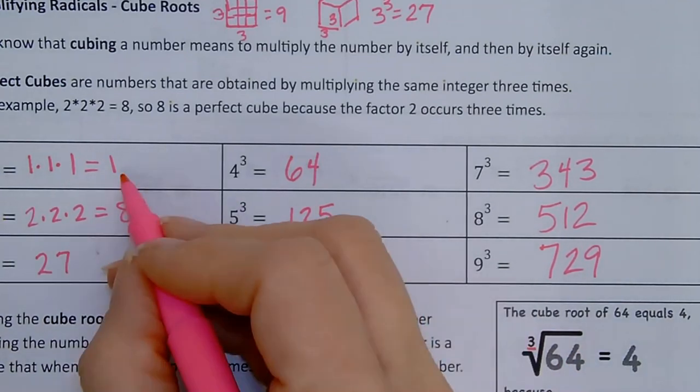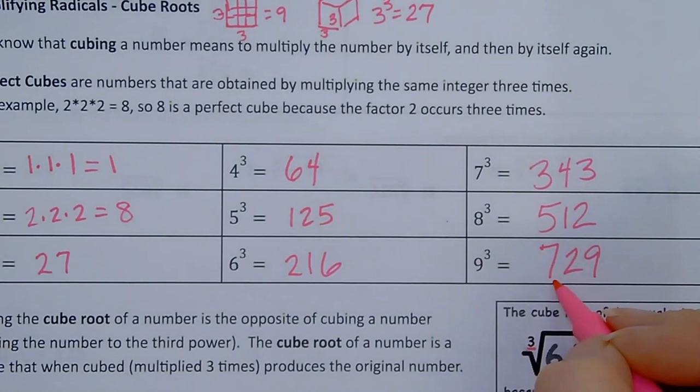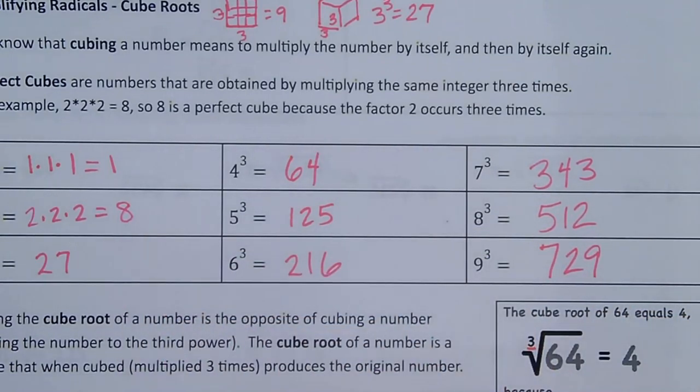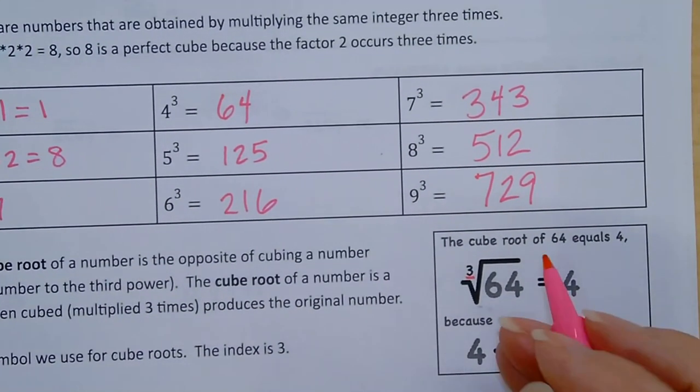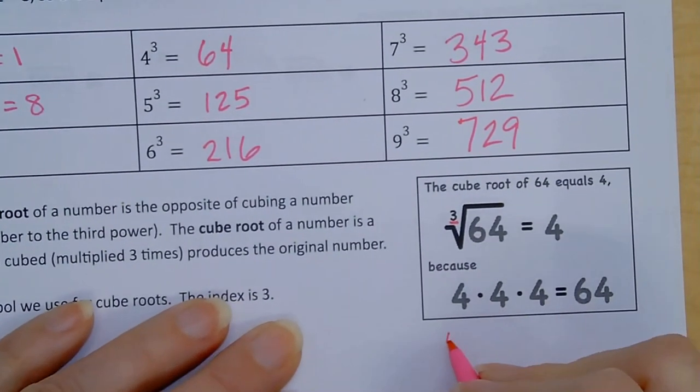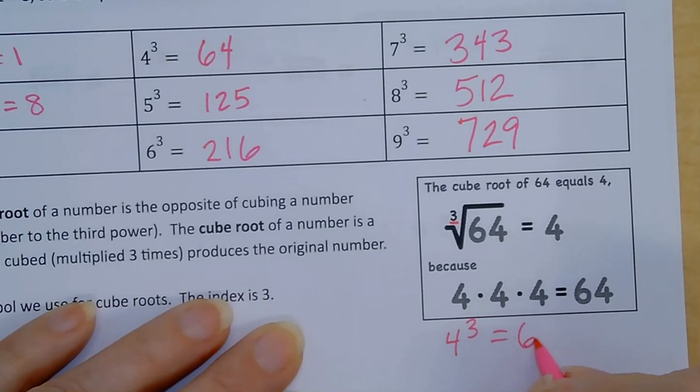So just know that. If you write down on the side of your paper some perfect cubes, you can just have them in the back of your mind when you're working. All right. The cube root of 64 equals 4, and that's because 4 cubed equals 64. The cube root of 64 is 4.